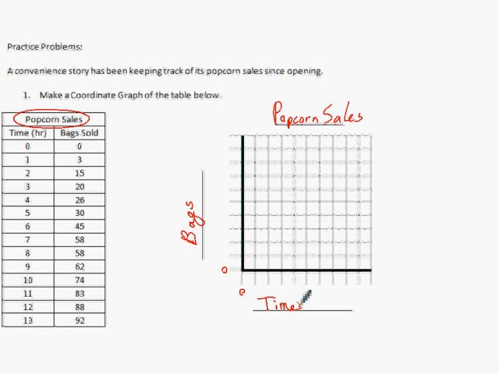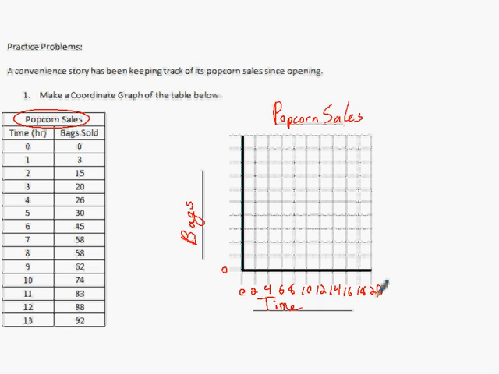Time, we have to get all the way up to 13. Now, it's higher than 10, so we can't count by ones. If I count by ones, 1, 2, 3, 4, 5, 6, 7, 8, 9, 10, I'm only going to get to 10. It's not high enough. I can't go less. So I'm going to count by twos. 2, 4, 6, 8, 10, 12, 14, 16, 18, 20. Count by twos got me there, and that works.